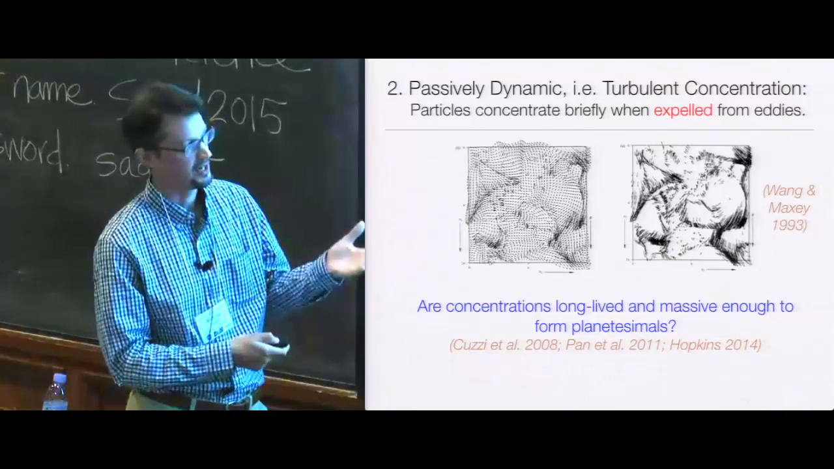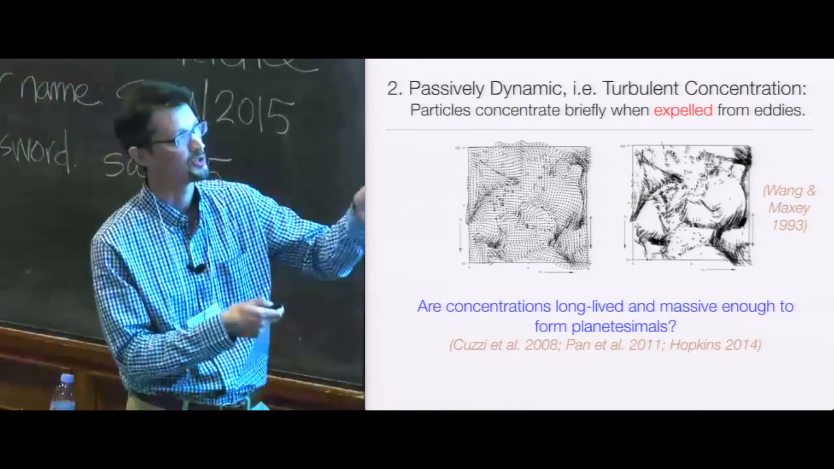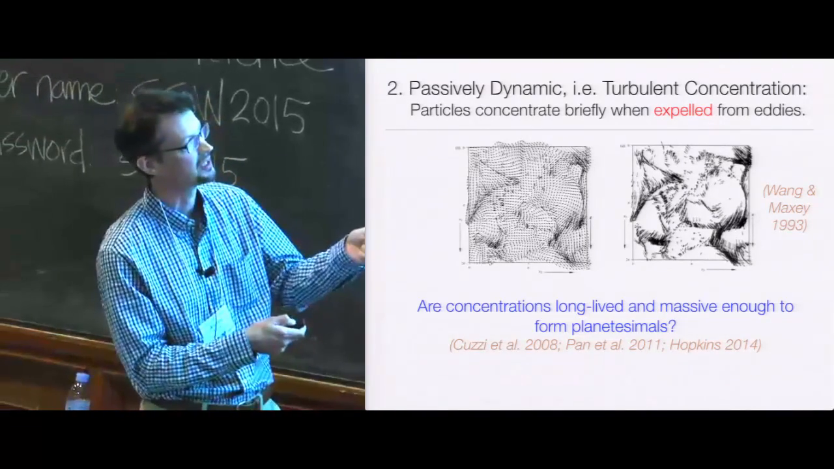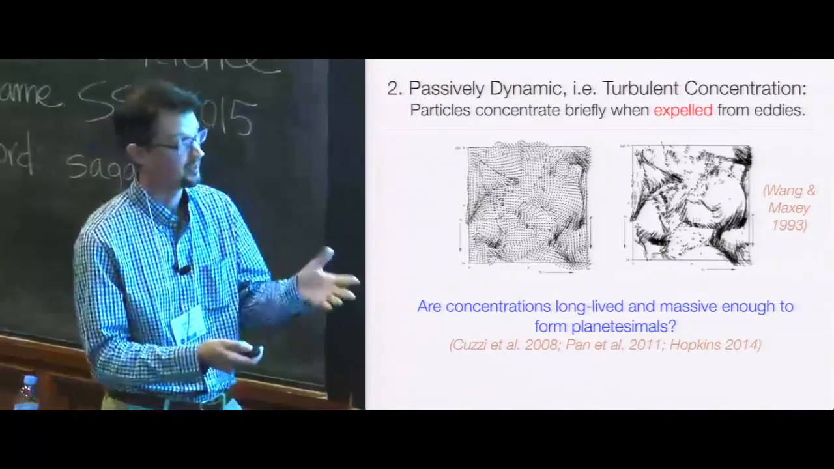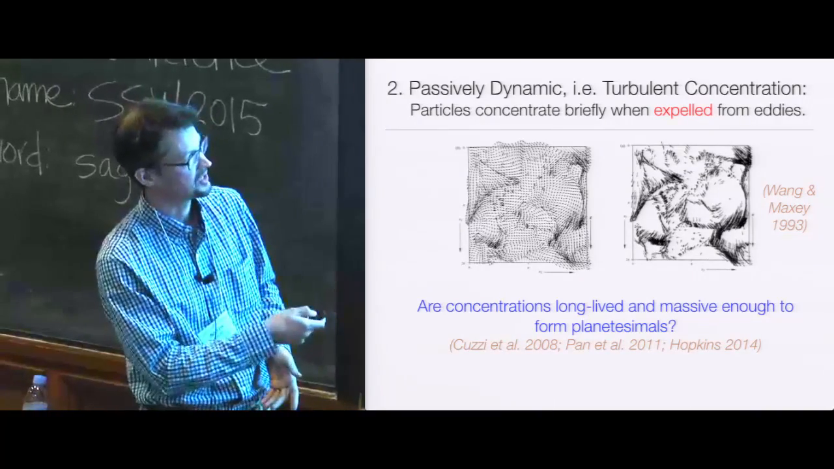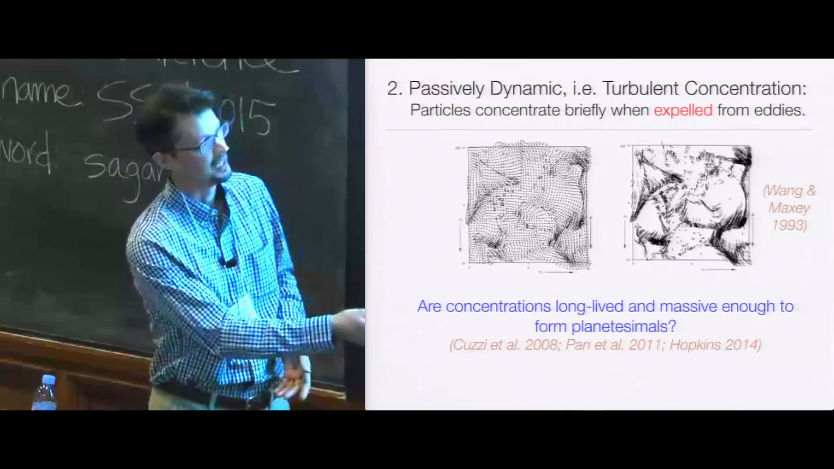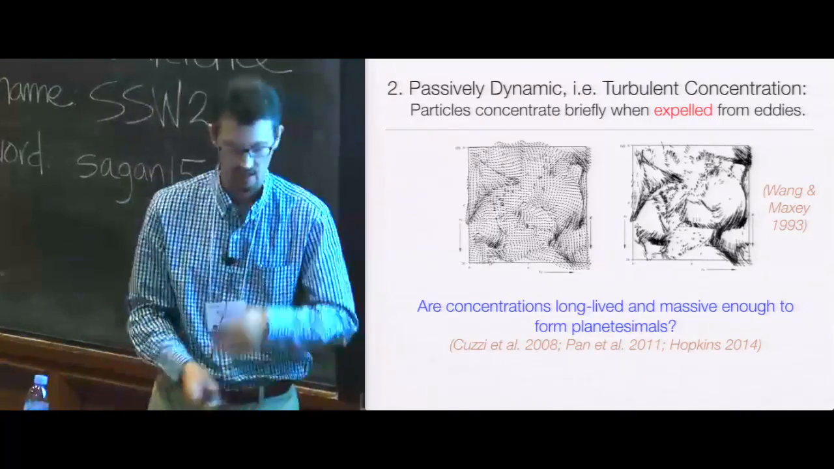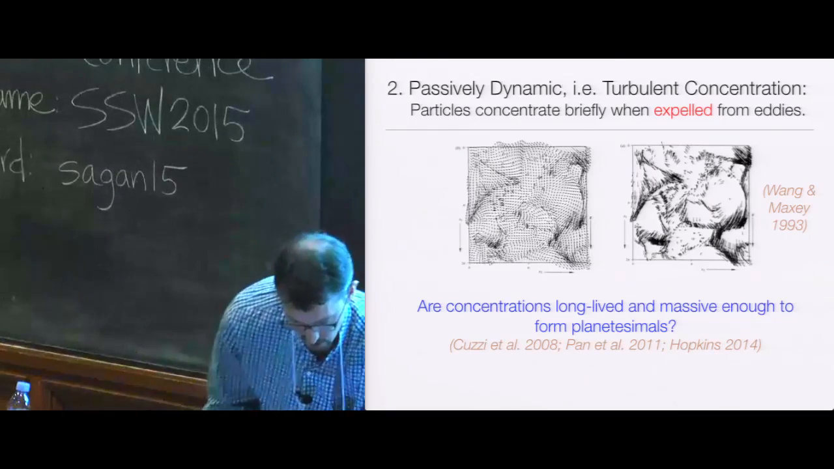There's actually a fair amount of conflicting results in the literature, because these eddies overturn so quickly and on such small scales. Can you actually produce concentrations that are long-lived and massive enough to form planetesimals? These authors make some assumptions that say yes. These authors do detailed simulations and say no. And then this author makes different assumptions and says, well, it actually happens differently. So it's not clear.